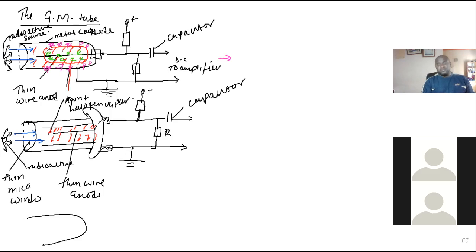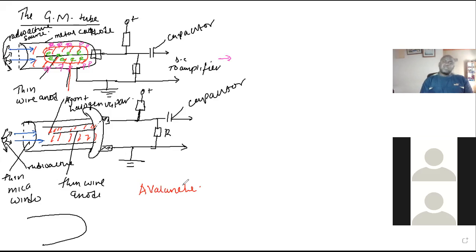So they can ask you, define what an avalanche is as applied to the GM tube. An avalanche is an electron cloud. An avalanche is an electron cloud formed on the thin wire anode of the GM tube. Okay? So if it's an electron cloud, it means you have a clustered group of electrons somewhere. So they form what we call an avalanche of electrons. So that is a definition you should have or note.